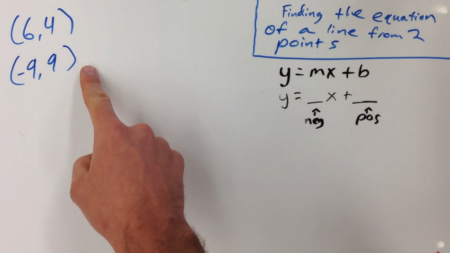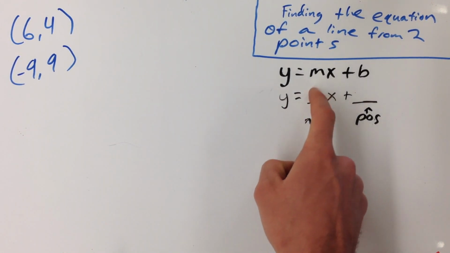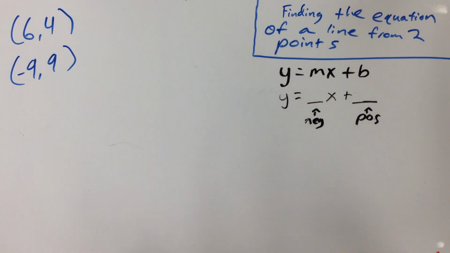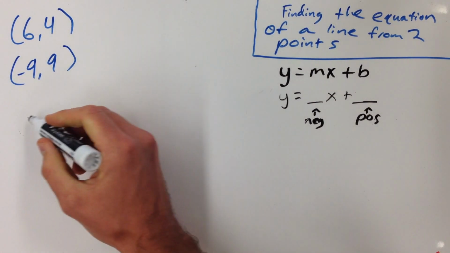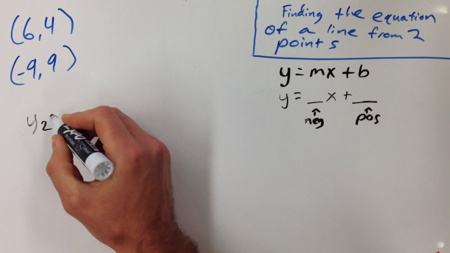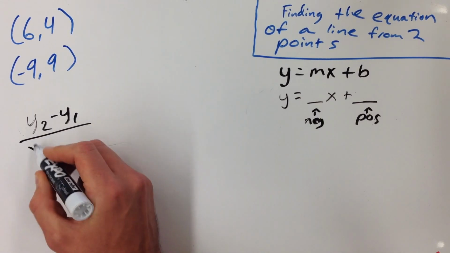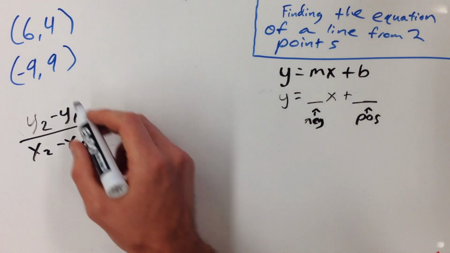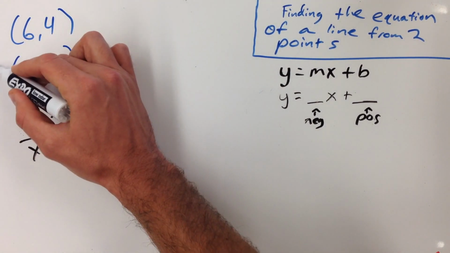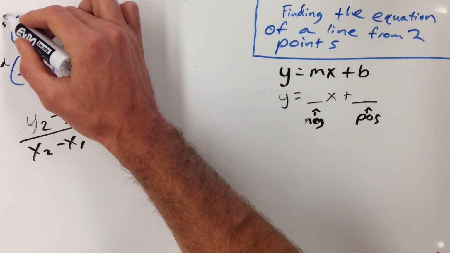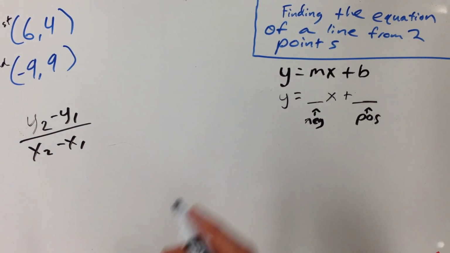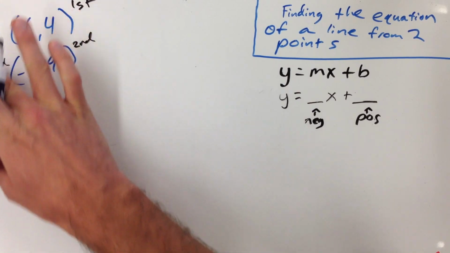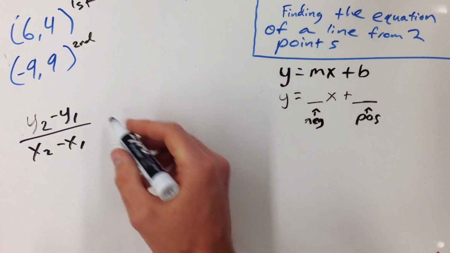If I'm given 2 points, I always want to start with the slope, because if I have 2 points, we have a formula that can very quickly get us that answer. It of course is y2 minus y1 over x2 minus x1. Basically, it's the change in y over the change in x. So I'm going to call this my second point, and this my first point, and I'm going to plug them in.